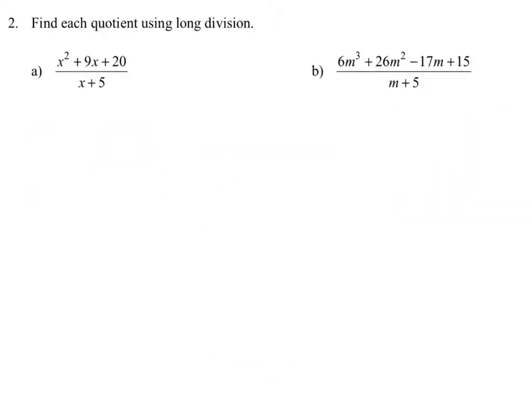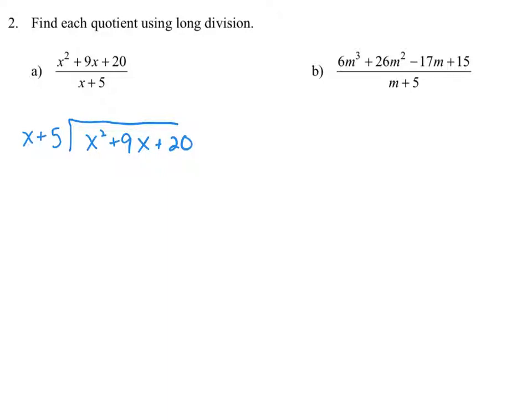For these examples, we want to find each quotient using long division. Here we're dividing a polynomial by a binomial. Since we're dividing by a binomial, we can set this up using long division, like we used to do in our previous math classes. Since we're dividing by x plus 5, the x plus 5 goes in front, and then the x squared plus 9x plus 20 goes under the division sign.